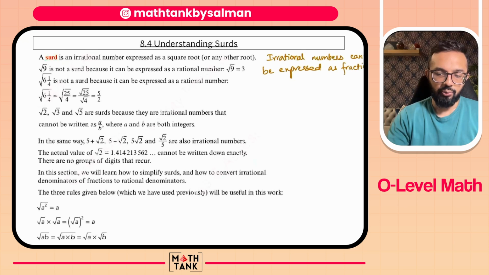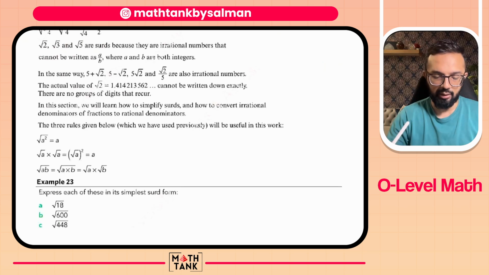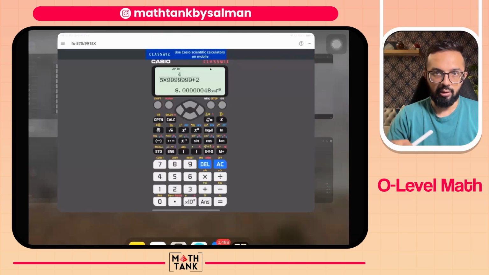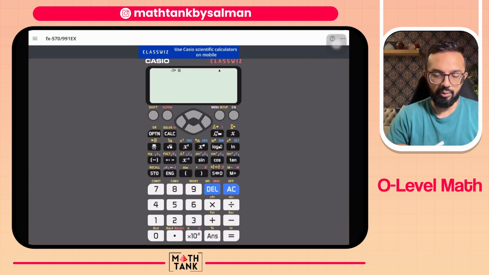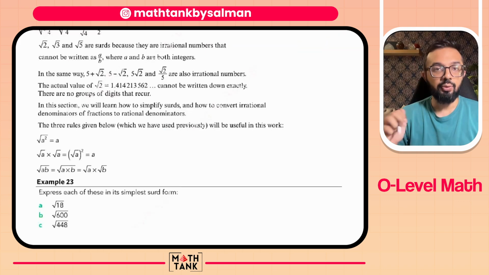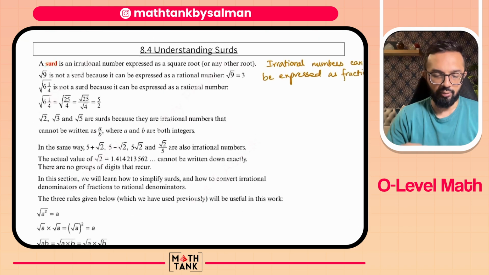All roots that don't simplify, for example, I can show you on my calculator, let's say root 2. If you do this, it gives you a decimal, but it doesn't convert back to a fraction. The root remains where it is, so root 2 is an irrational number. Root 4, for example, is not an irrational number, because it simplifies to 2, which can be written as 2 over 1.